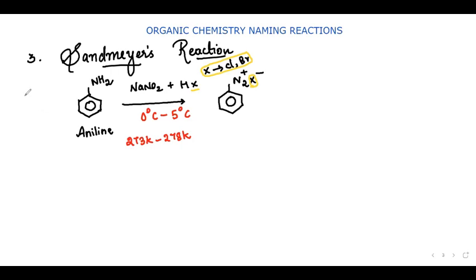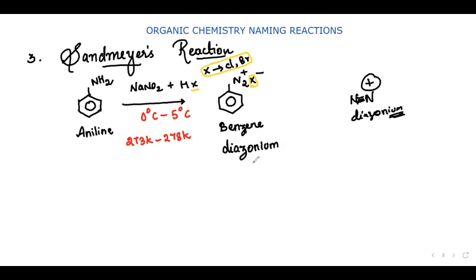What is the compound called? It's called benzene diazonium. What is meant by diazonium? Two nitrogen groups are there, right? So it's called diazo. Nium, the IUM, we use when something carries a positive charge. That's why it's called benzene diazonium halide. This can be chloride or bromide.